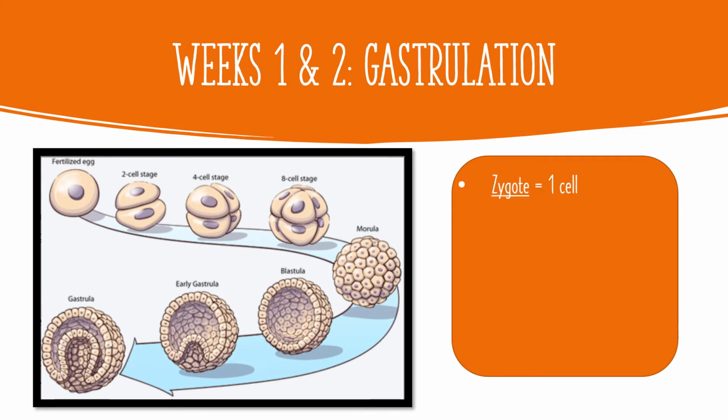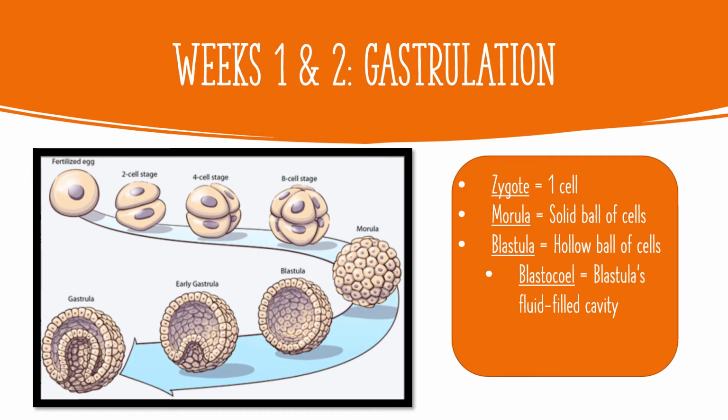We start off as a single cell, known as a zygote. Then, the zygote undergoes a number of cell divisions, collectively known as cleavage. After this process, we have a morula, or a solid ball of cells. The morula undergoes a process known as blastulation to become a blastula, which is a hollow ball of cells. The blastula's fluid-filled cavity is known as the blastocoel. The entire blastula undergoes the process of gastrulation to form a gastrula, which is a three-layer ball of cells.